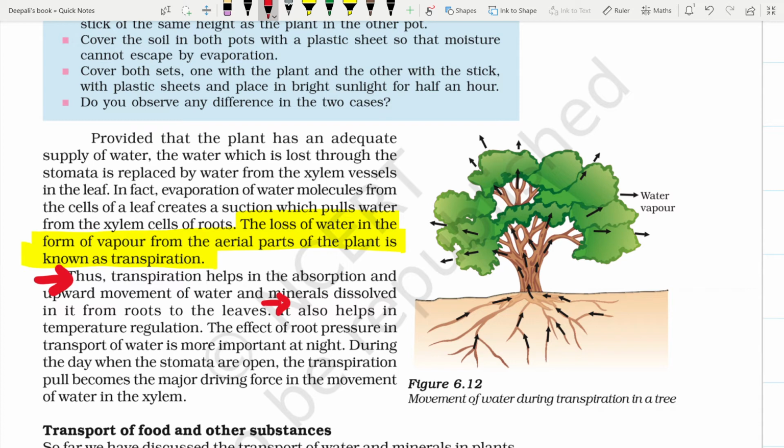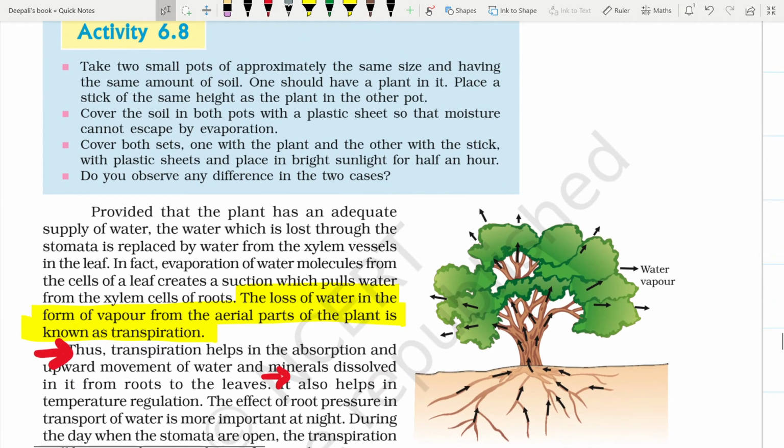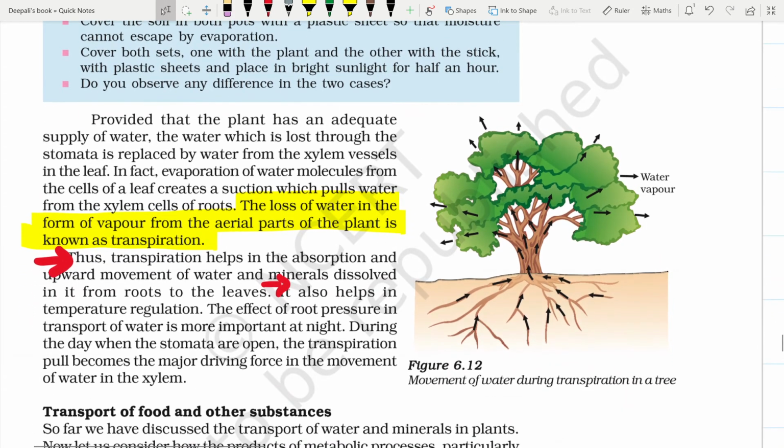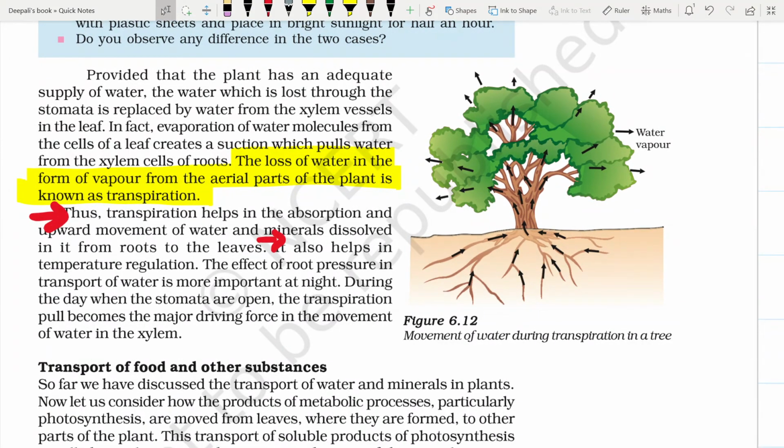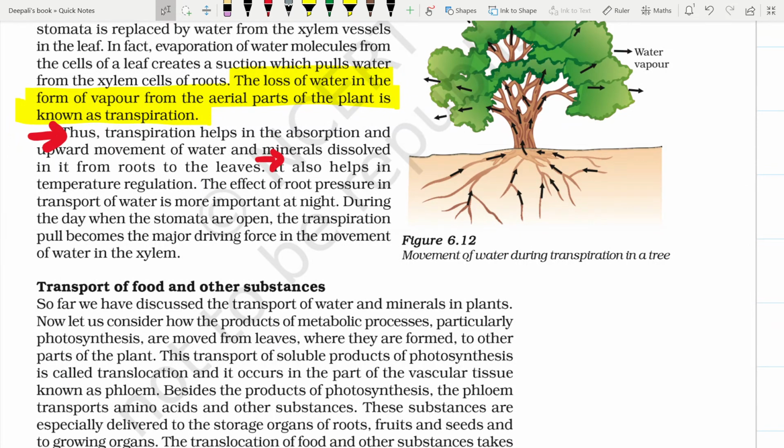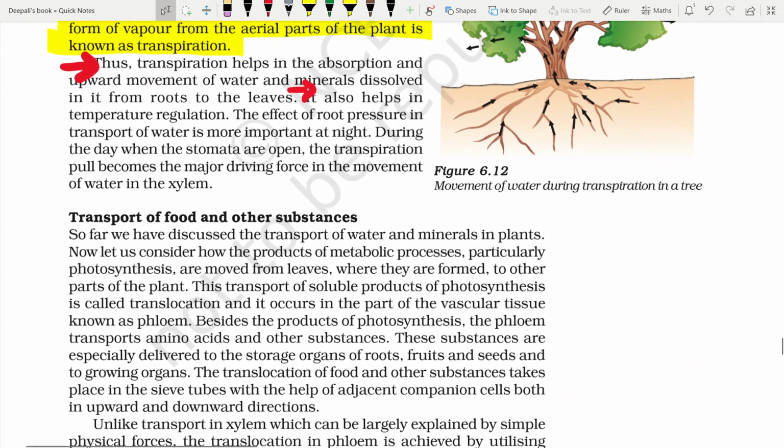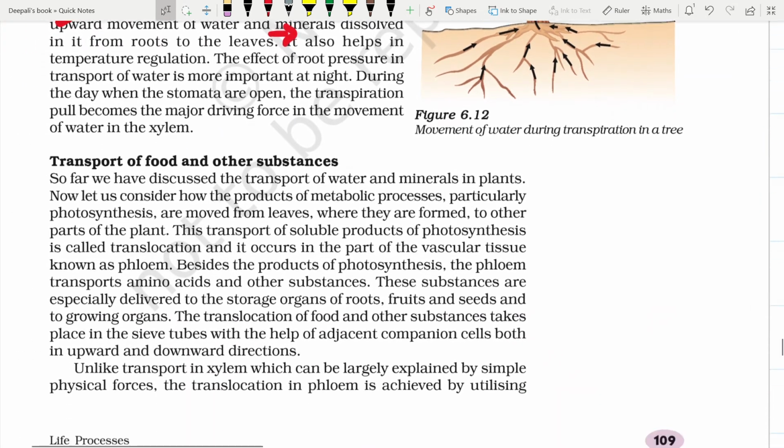During the day when the stomata are open, the transpiration pull becomes the major driving force in the movement of water in xylem. So, this is the function of transpiration. Along with suction and concentration gradient, transpiration helps the water and minerals to transfer from the roots to the upper body parts of the plant. Now, transport of food and other substances.